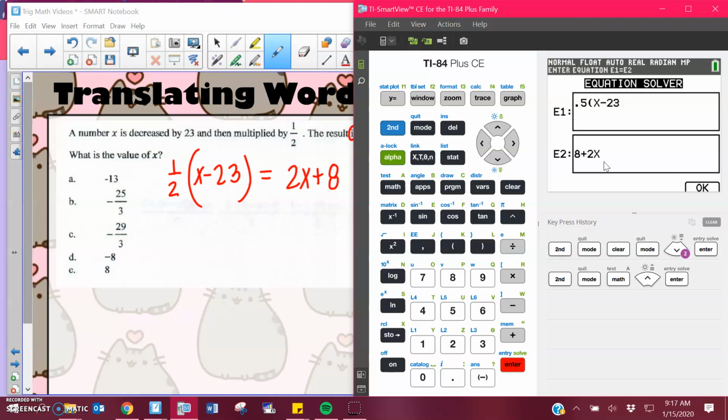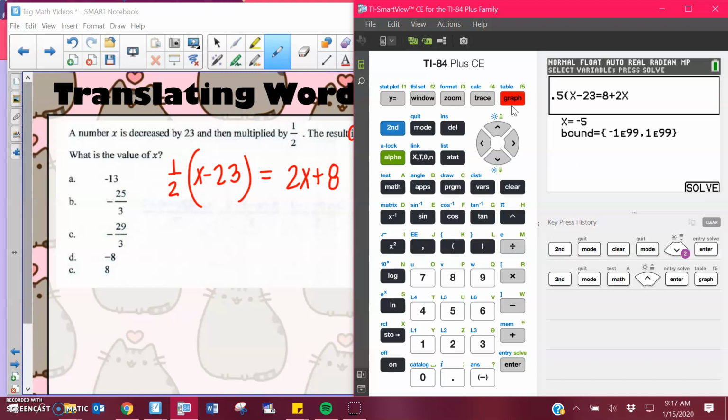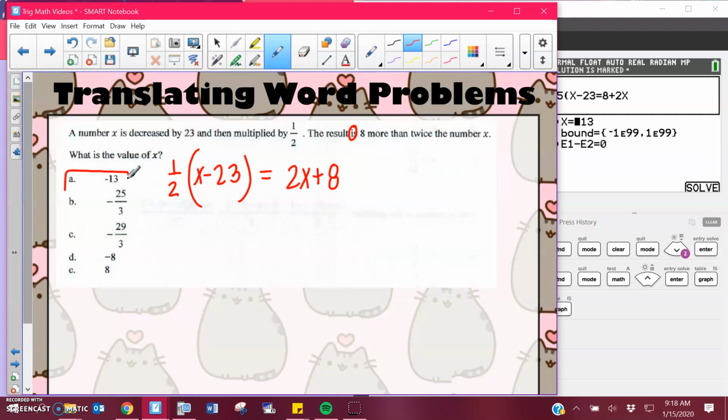So you type in your left side into E1, your right side into E2, and then you're going to press the OK button, which mine's kind of weirdly set up, but it's actually the graph button. Okay, then you're going to hit solve once you're on the X. And again, you can change things like the bounds. You can also type in an answer if you think you know what the answer is, but this is not the answer until it has a little button next to it, like a little square bullet. There we go. And so my answer for this one is -13.